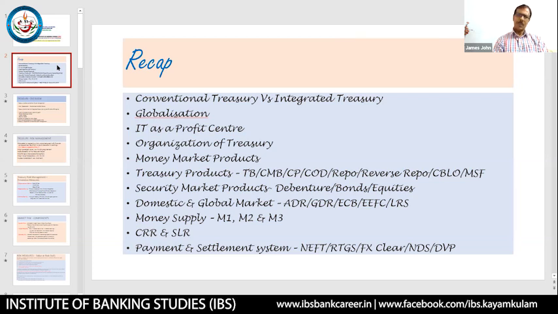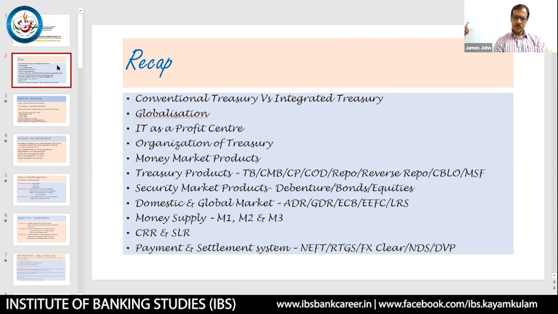Then we have moved to the third chapter, that is money supply: M1, the components of M1, M2, and M3. M1 is called the narrow money, and M3 is the broad money. M3 consists of currency in circulation, the term deposit, the demand deposit, and the post office savings deposit. All money equivalents put together. Then CRR and SLR: you can expect a question from CRR and SLR, a question from treasury products, another question from the security market. From these 2-3 chapters, you can expect some 3 to 5-6 marks questions.